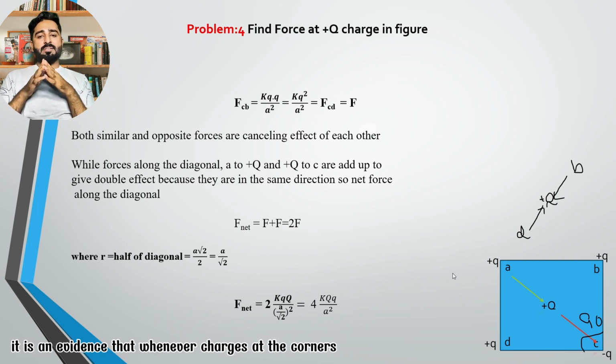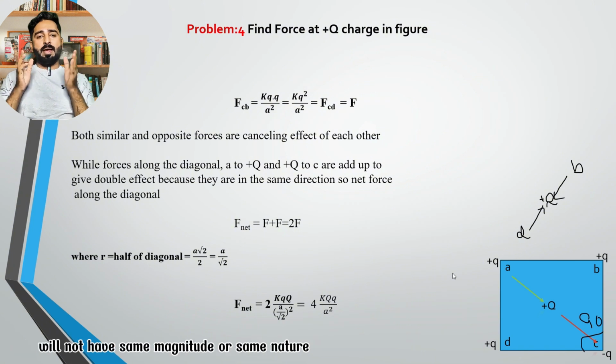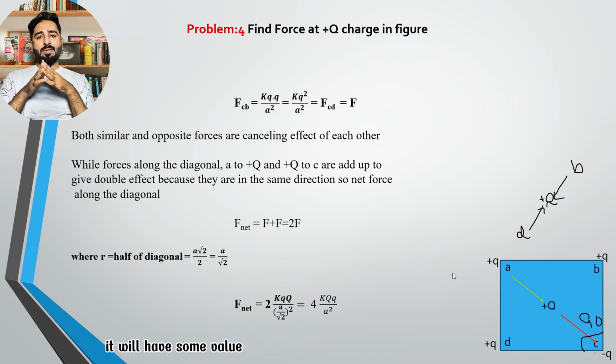It is evidence that whenever charges at the corners do not have the same magnitude or same nature, then the net force at the central charge will not be equal to 0. It will have some value.